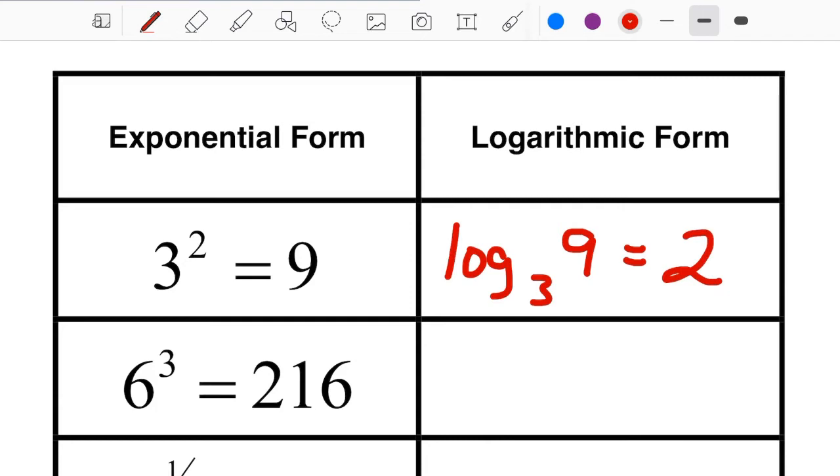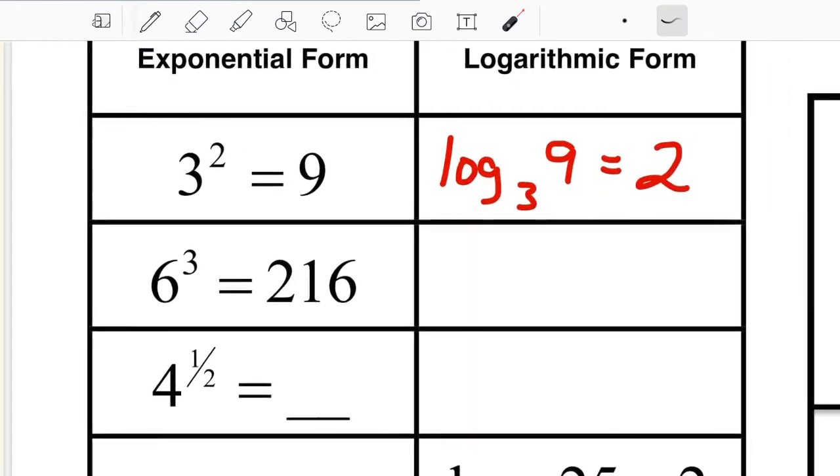And that is also a statement that is saying that if we take 3 to the second power, that will equal 9. You see, logarithms describe the same idea. Again, the idea is we can say 3 to the second power is equal to 9.